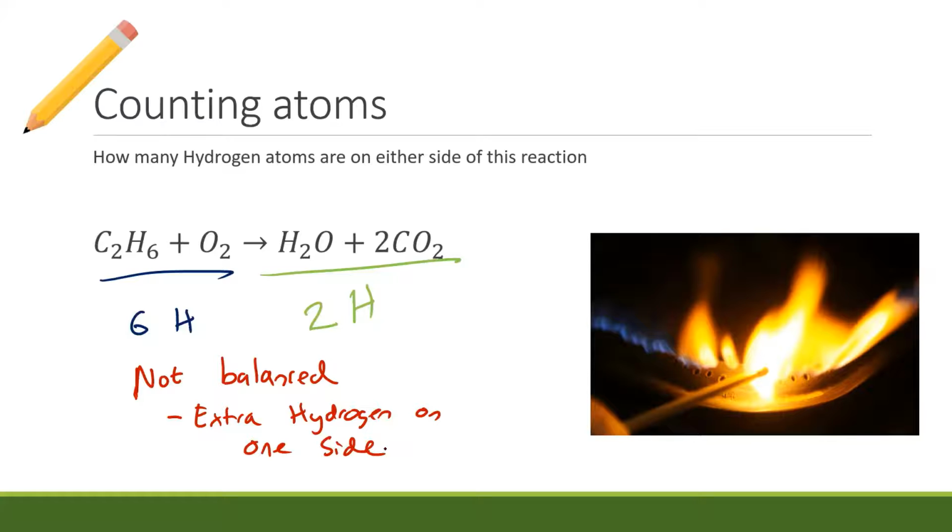You could also find out it's not balanced by counting the oxygens. There are 2 oxygens on the left, but there are 5 oxygens on the right. So again, not balanced at all. If you can't see why there are 5 oxygens on the right, maybe have another look. Remember, it's CO2. There are 2 oxygens in carbon dioxide, but there are 2 copies of that carbon dioxide.